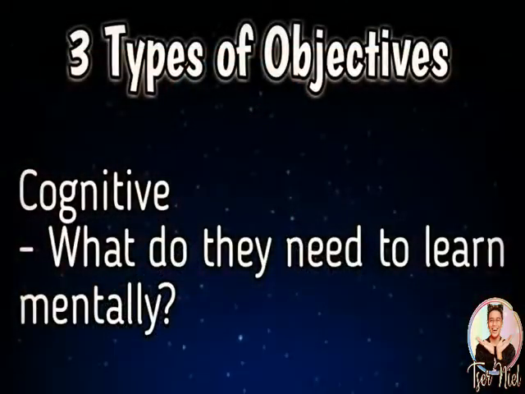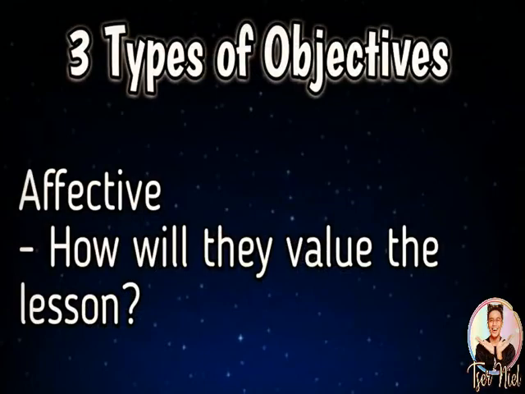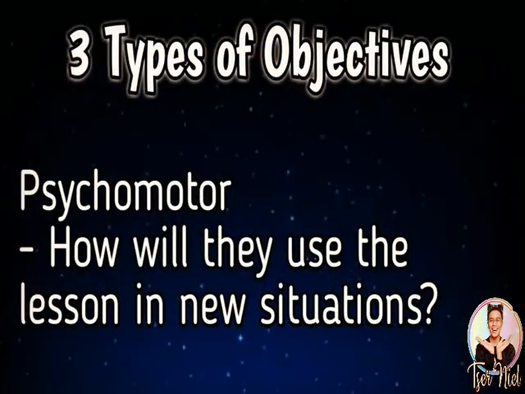Kung nag-iisip kayo ng isang cognitive objective, lagi nyo lang isa-isip yung tanong na what do the learners need to learn mentally? Kasi kapag sinabing cognitive objective, it's gonna be all about the mind. When thinking of an affective objective, lagi nyo lang din itatanong sa sarili nyo yung paano i-value ng mga learners yung bagong lesson. And sa pag-create ng psychomotor objective, lagi nyo din isa sa isip ang tanong na paano ba gagamitin ng learners yung bagong lesson sa new situations. Kung clear ang objectives at kompleto ang 3 sets of objectives, makakagawa ka ng lesson plan ng madali.